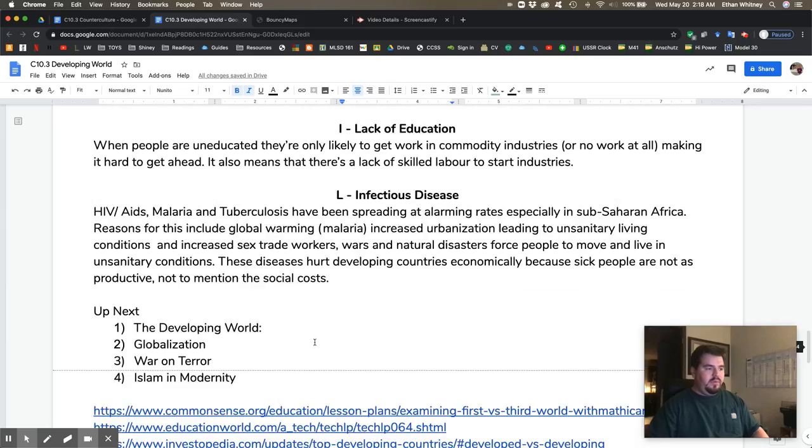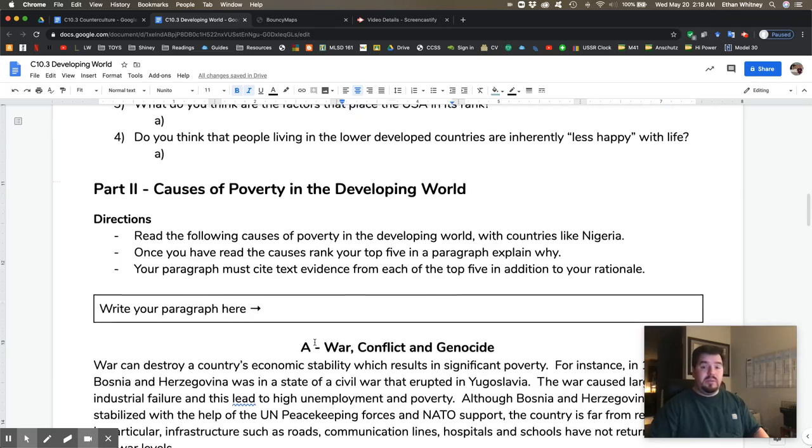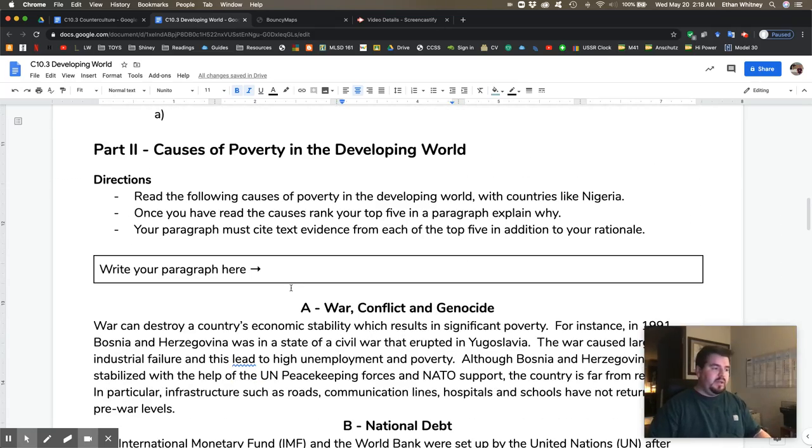Just read through these different causes. They go pretty quick. I know it looks like a lot, but they go pretty quick. And then in your opinion, you're going to tell me, what do you think are the top five? So basically, you're going to choose five out of that list that you're going to focus on.